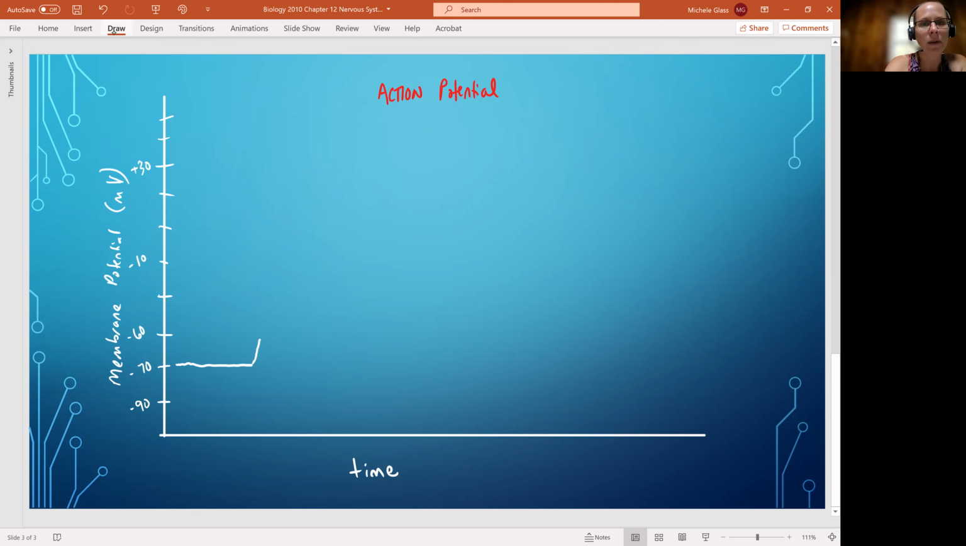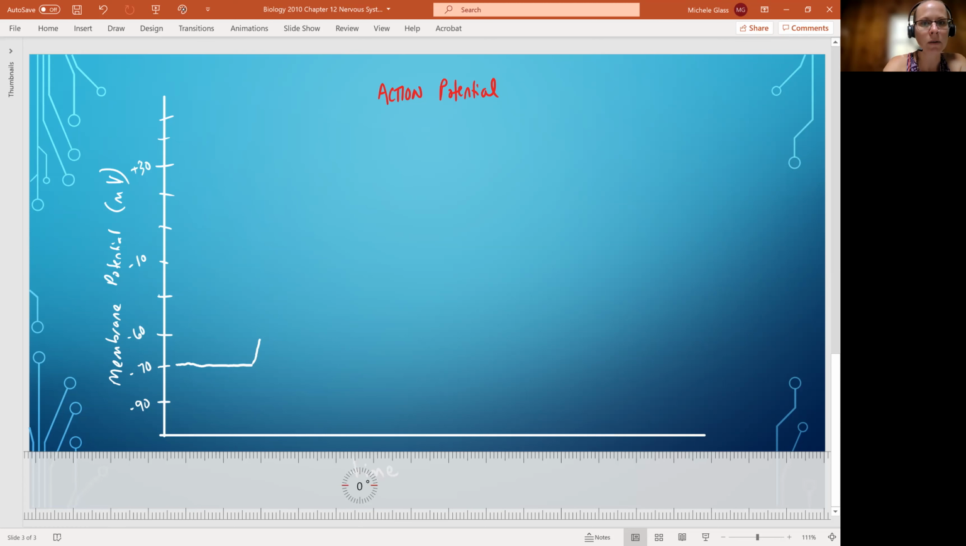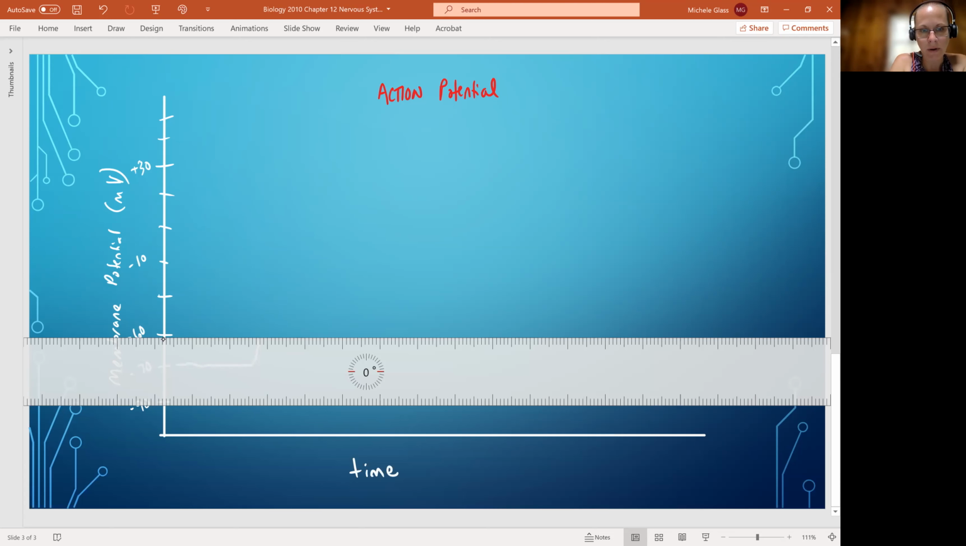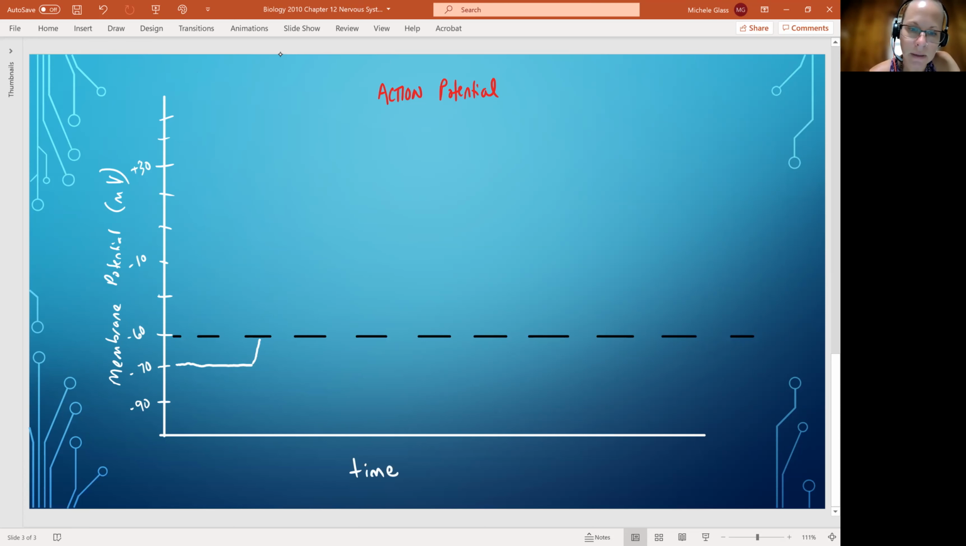And here I'm going to actually grab my ruler and I'm going to change my color to black. I'm going to take my ruler and show on my graph where my negative 60 is. I'm going to put a dashed line across my graph. And I'm going to label this as my threshold.